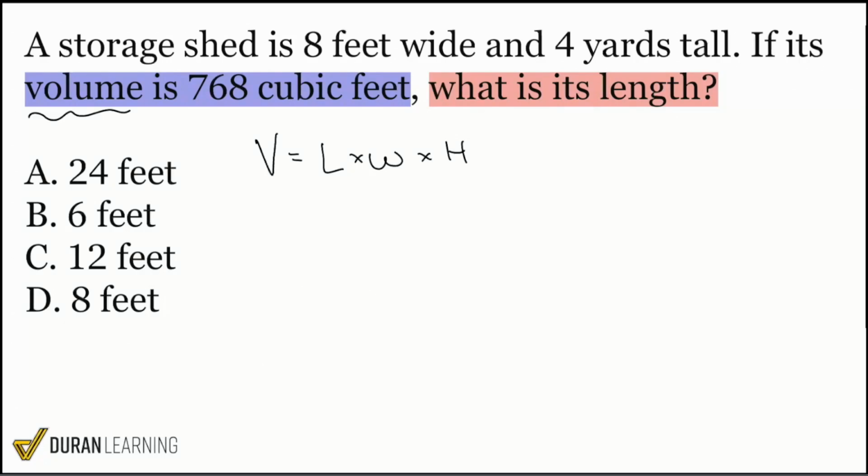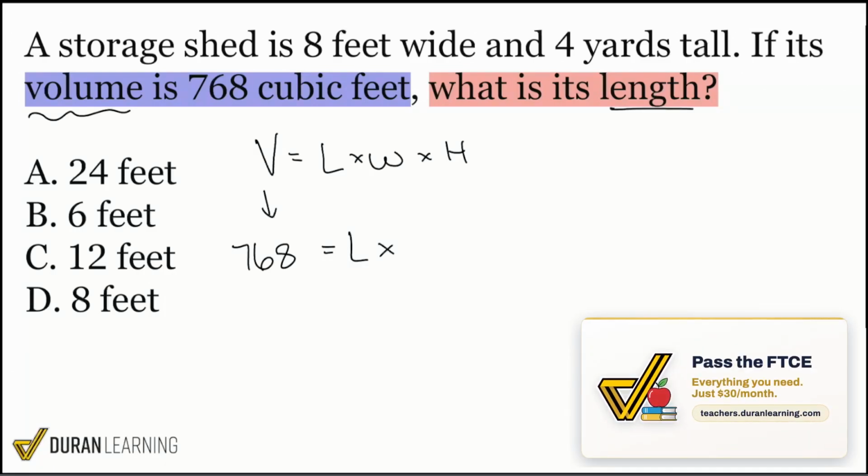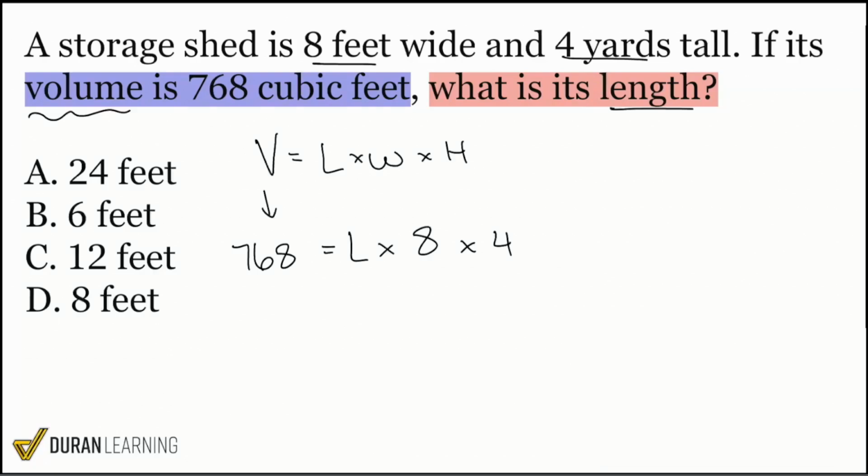So here's the mistake that most people make. What they'll do is they'll too quickly write down the information saying, hey, my volume is 768. And then that's going to be equal to the length that I'm looking for times the 8 and then times the 4. But the biggest problem with that is that we have to make sure we're dealing with the same units. If you take a second careful look at this, our volume right here is listed in cubic feet. So I'll say feet cubed.